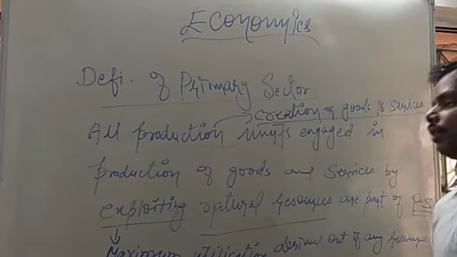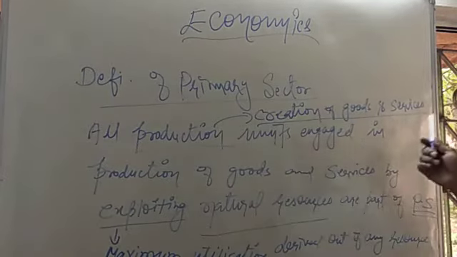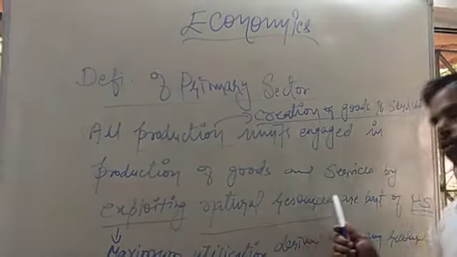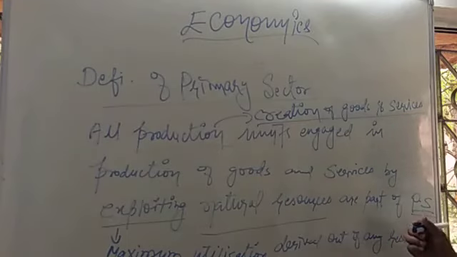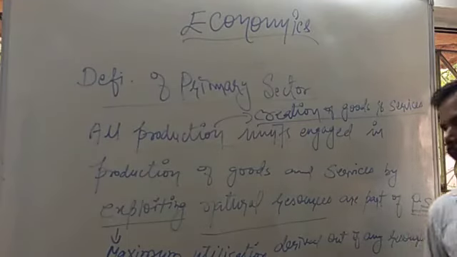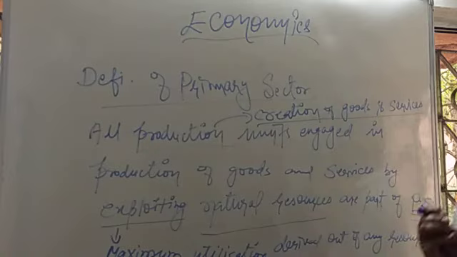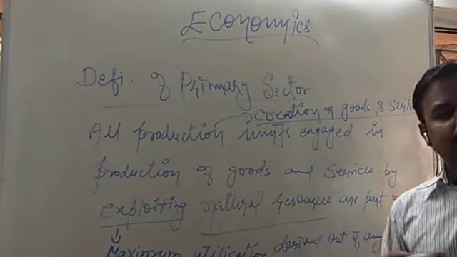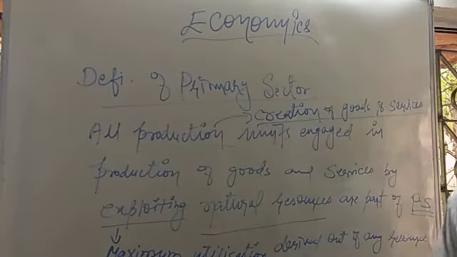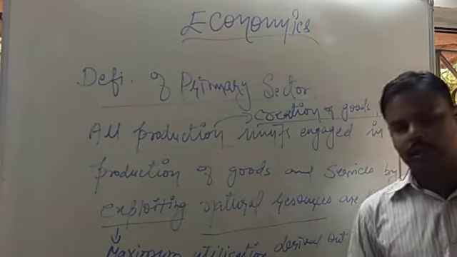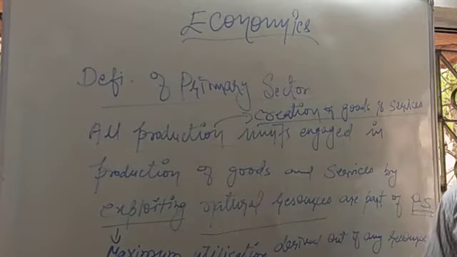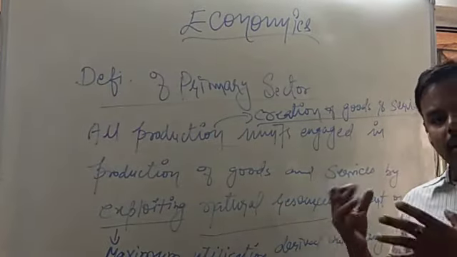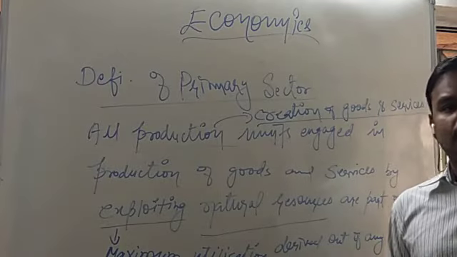So the definition stands as: all production units engaged in production of goods and services by exploiting natural resources are part of the primary sector. Here PS means primary sector. The examples are agriculture, fishing, mining, quarrying. These are examples of the primary sector. I'll stop over here, and tomorrow in the next class we'll see the contribution of the primary sector in the development of our economy.